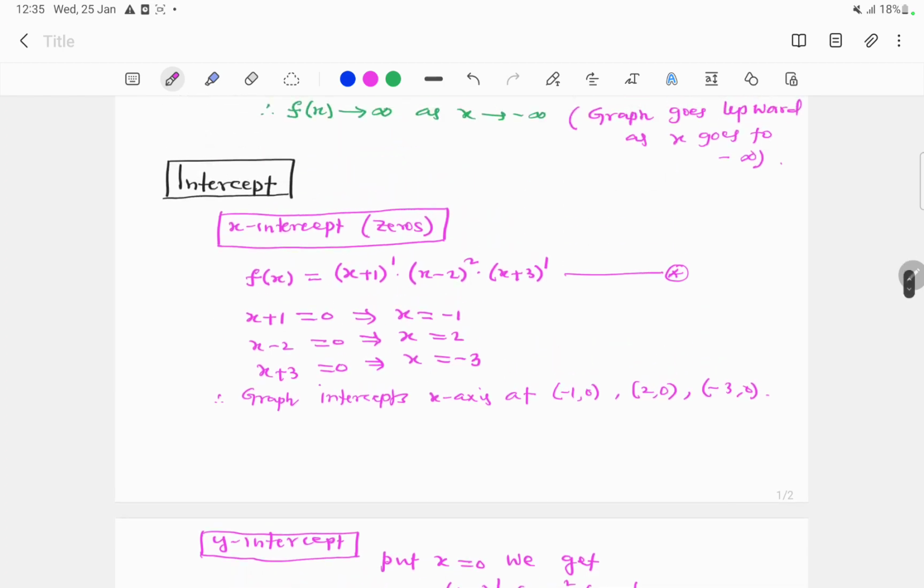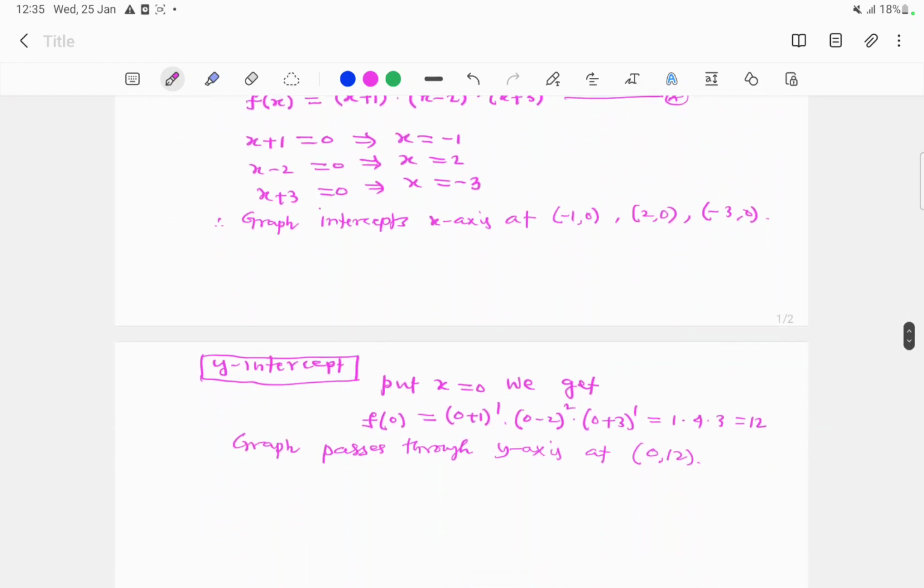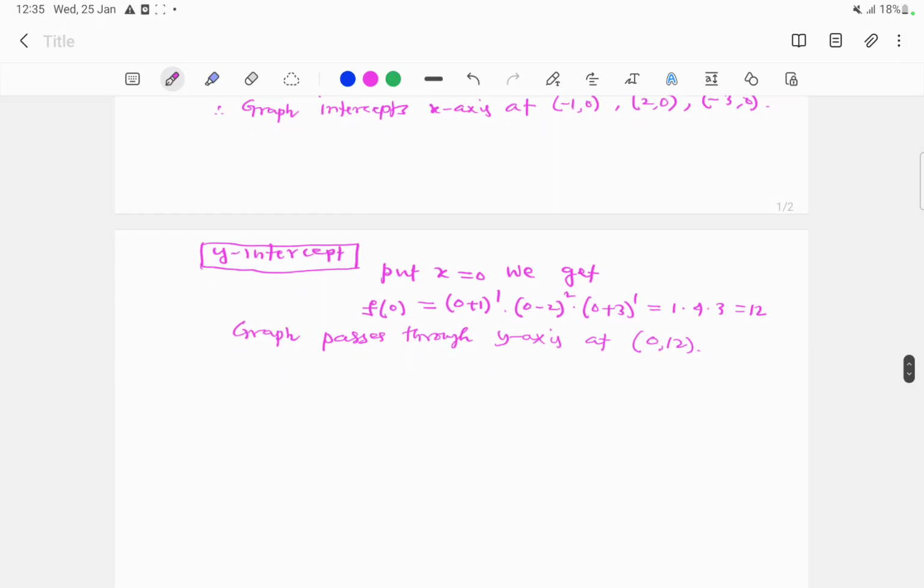These three pieces of information are very important when you want to draw the graph of a polynomial function: the end behavior, the x-intercepts and the y-intercept. Of course, the number of turning points is also important, so let me write down the turning points here.